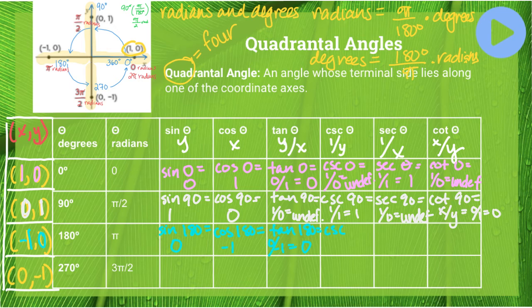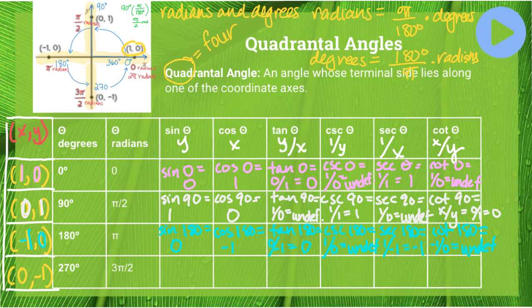Cosecant of 180 is 1 over y, which is 0, so that is undefined again. Secant of 180 is 1 over x, so that's 1 over negative 1, which reduces to negative 1. And then cotangent of 180 is x over y, so that would be negative 1 over 0, which is undefined again.